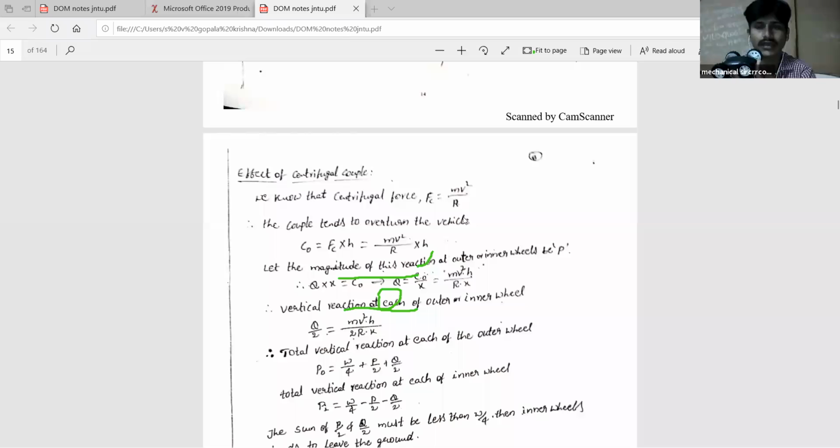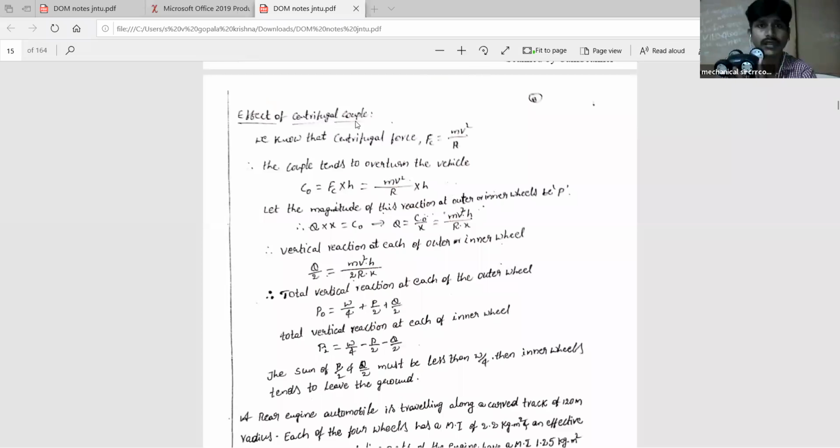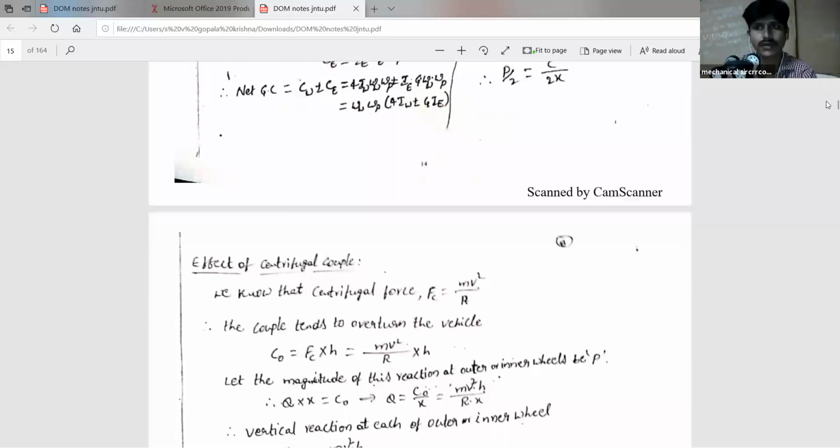Okay, now going to this one. We have already completed the gyroscopic couple effect in our four-wheel vehicle. Another effect in the four-wheel vehicle is the centrifugal couple effect. Before finding the centrifugal couple, all of you observe that first we will write the centrifugal force. The centrifugal force formula, which you already know, is mv square by r. This one we'll discuss later.